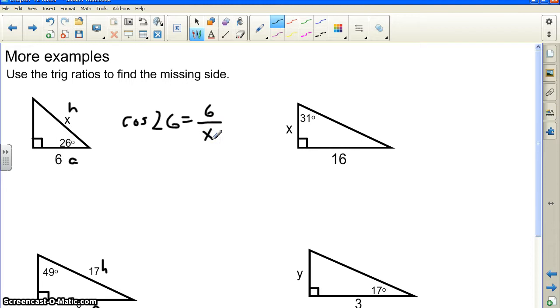So this one looks a little bit different than the one that I just did. Our variable and our number are switched. So on this one, I can't just multiply by 6. I can't just divide by 6 either, because then I'll still have the x in the denominator. So an easy way to take care of that little issue is to make a proportion. So I can put that cosine of 26 over 1. Now I have a proportion, so I can cross multiply. So I'd have x times cosine 26 equals 1 times 6, so 6. Finally, I can just divide both sides by cosine of 26 degrees.